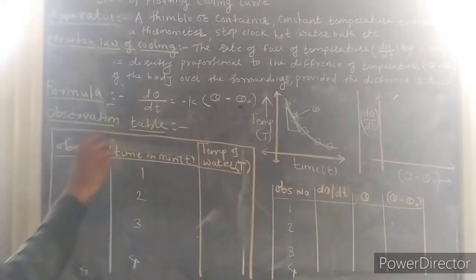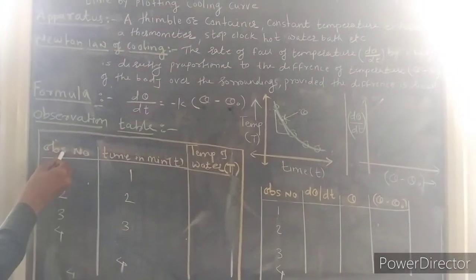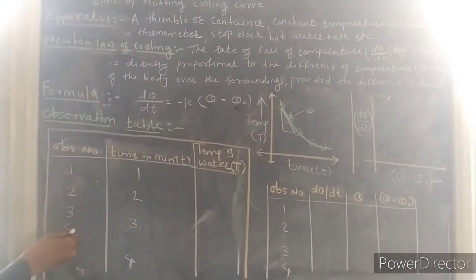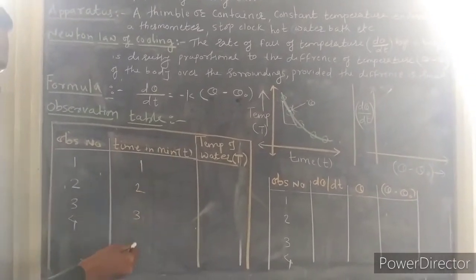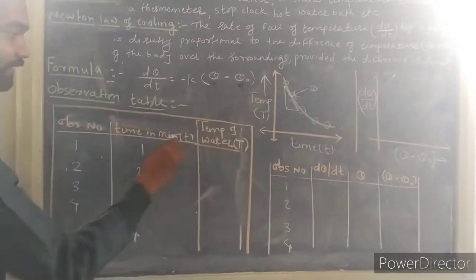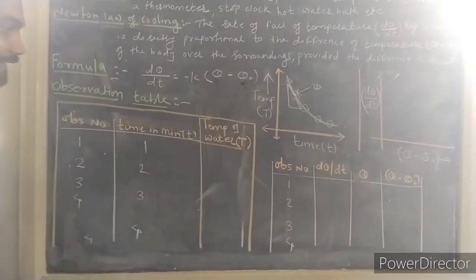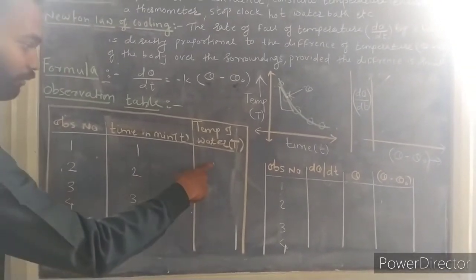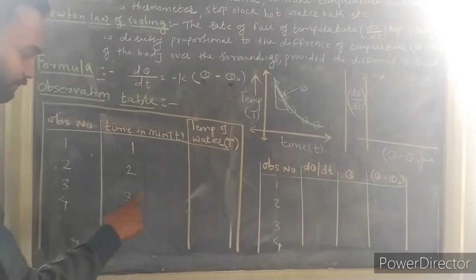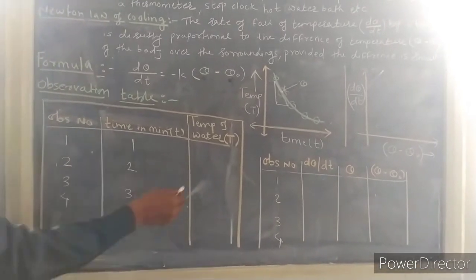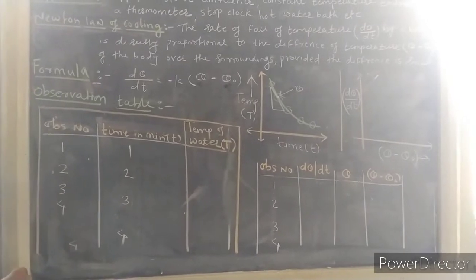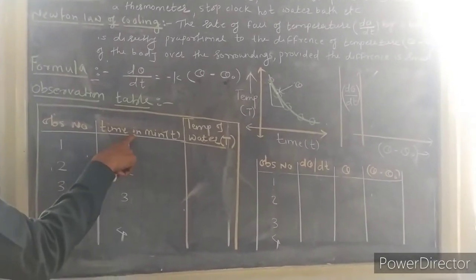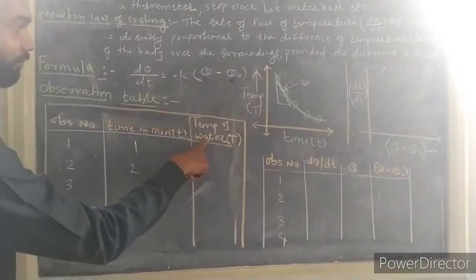Observation table. Here observation number 1, 2, 3, 4 and so on. Time in minutes: 1 minute, 2 minutes, 3 minutes, 4 minutes. Temperature of water, which is shown by the thermometer, and we need to write the corresponding time. After completing this experimental data, draw a graph between time versus temperature.